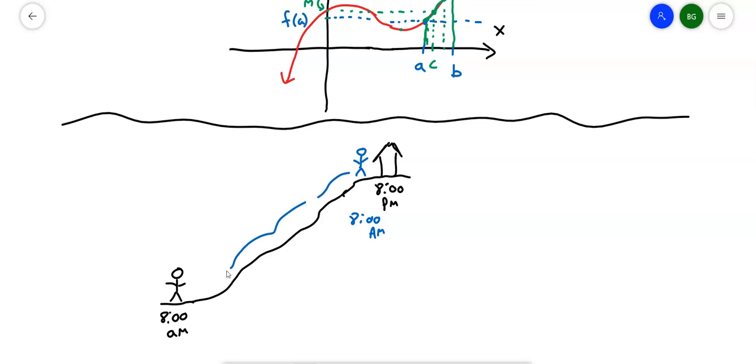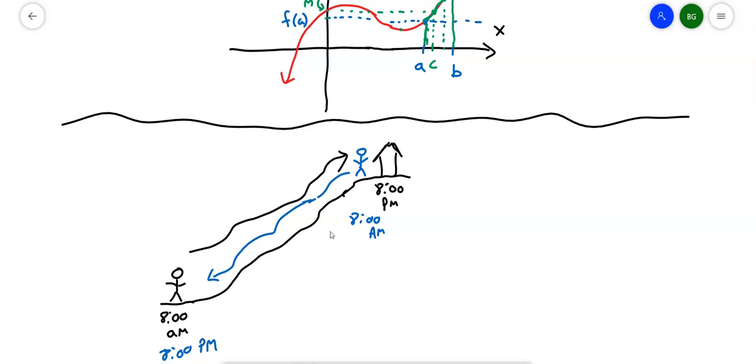So maybe we should draw the black path as well. There we go. And there we are at 8 p.m. He arrives at his location. So it takes him the same amount of time on the up trip as it does on the down trip. I'm not sure how realistic that is. You'd think he'd be going faster downhill, but whatever.